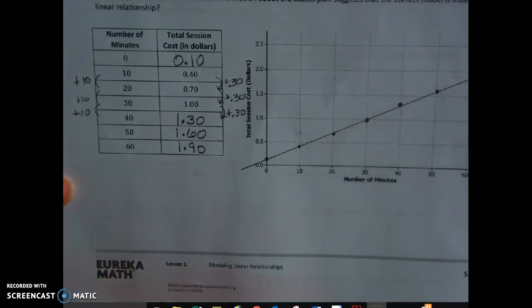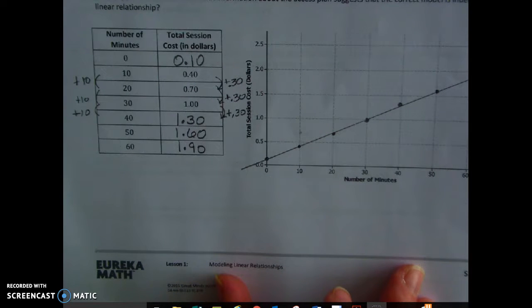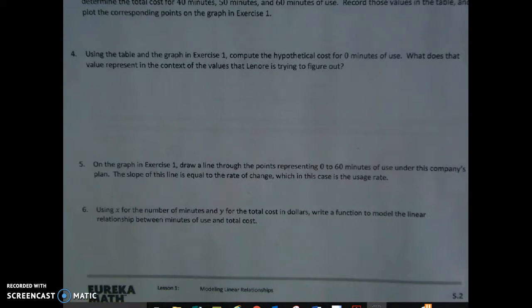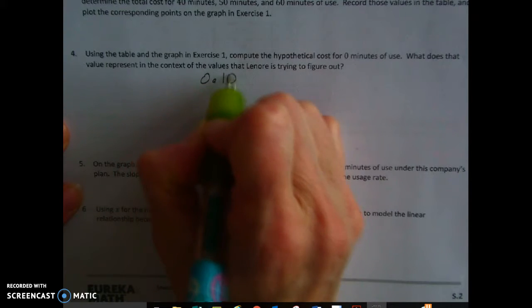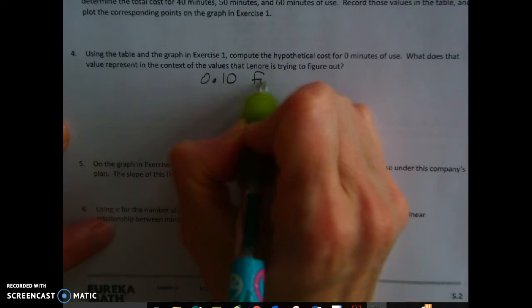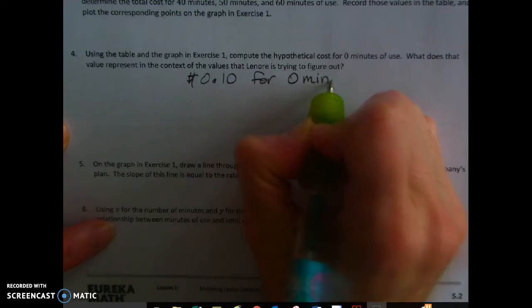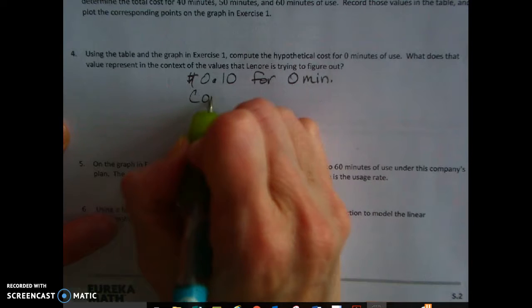What does that represent in the context of this problem? At 0 minutes, you have to pay 10 cents. So how is that fitting in with our problem? Well, that would be the amount of money that they are charging us to connect to the internet. So this is our connection fee. It is 10 cents for 0 minutes, and that is our connection fee.